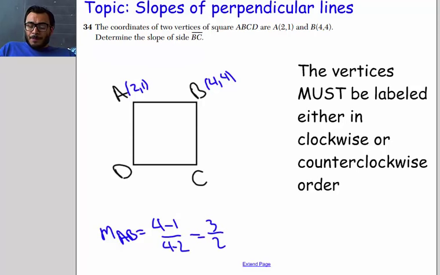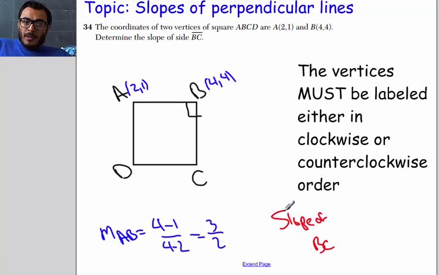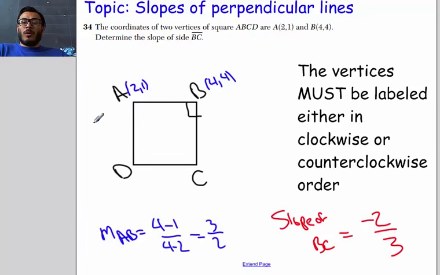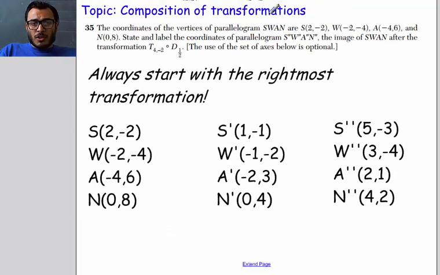Now think about it. If the slope of this line is 3 over 2, what must be the slope of line BC? Well, remember, this is a 90-degree angle because it's a square. So that means the slope of side BC is the negative reciprocal of AB. So I'm going to write here, slope of BC is equal to negative 2/3, the negative reciprocal of that.